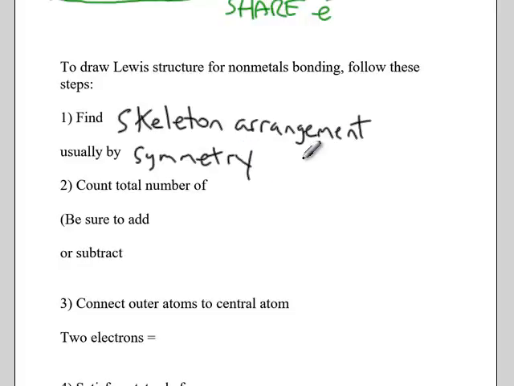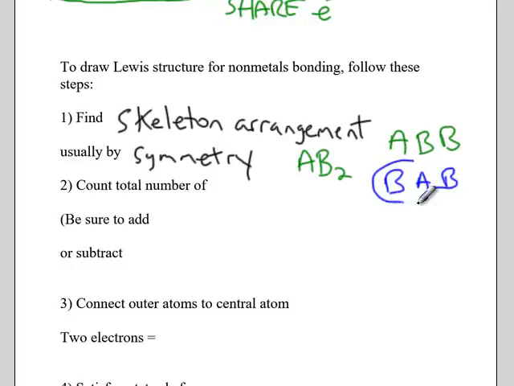So for example, if we had a molecule that was made up of 1 A and 2 B atoms, we could arrange them with the A on the left, B in the middle, and the B on the right. But that's not as symmetrical as putting the A in the middle and the two B's on the outside. So this would be the preferred skeleton arrangement.